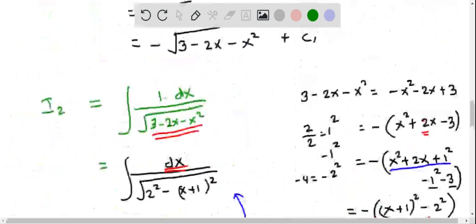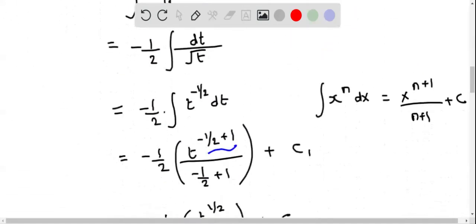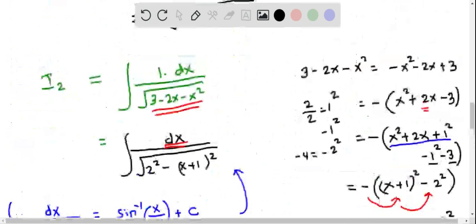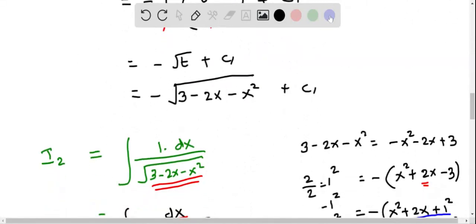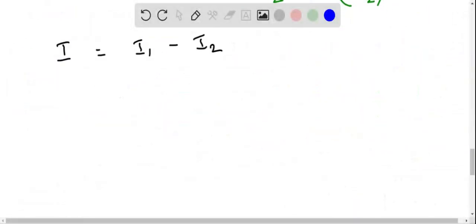Now let's combine this I1 and I2. Remember that we have a negative. Our actual integral, if we call this I, is equal to I1 minus I2. So let's combine these two integrals. Therefore our final integral is equal to I1 minus I2. Let's replace the I1. This is the result of our I1, which is negative of the square root of 3 minus 2x minus x squared, plus c1.